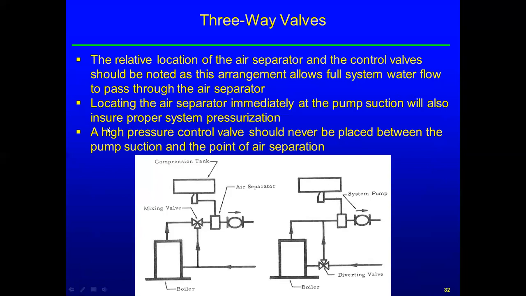Note is made: a high pressure drop control valve should never be placed between the pump suction and the point of air separation, which would be right in here on this one, or right in here. That would be a problem because these valves have significant pressure drop, and so you could get into a cavitation situation from your point of no pressure change. Big control valve pressure drop can lead you to cavitation. So you don't want to do that.